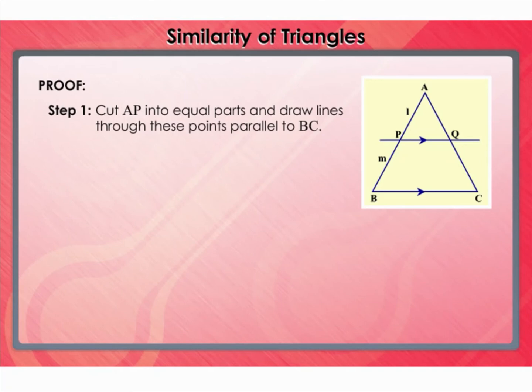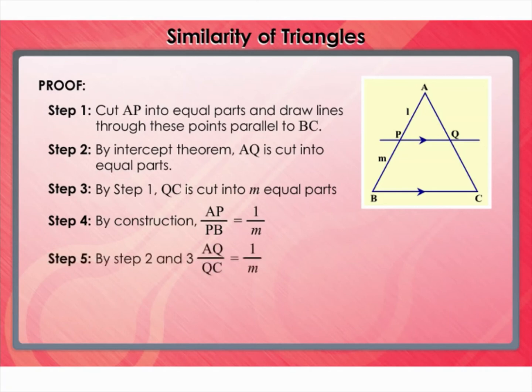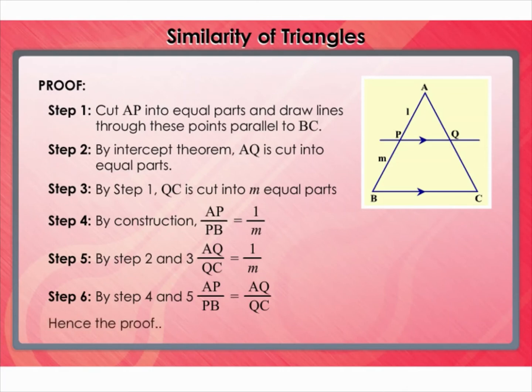Proof. Step 1. Cut AP into equal parts and draw lines through these points parallel to BC. Step 2. By the intercept theorem, AQ is cut into L equal parts. Step 3. By step 1, QC is cut into m equal parts. Step 4. By construction, AP by PB is equal to L by m. Step 5. By step 2 and step 3, AQ by QC is equal to L by m. Step 6. By step 4 and 5, AP by PB is equal to AQ by QC, hence the proof.